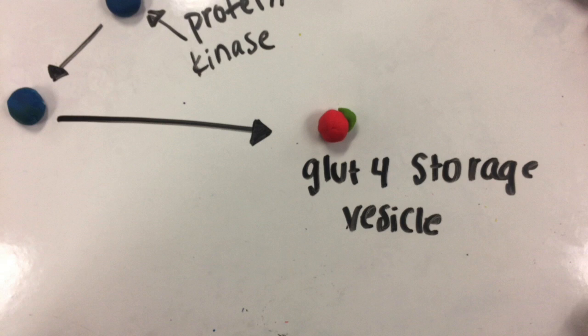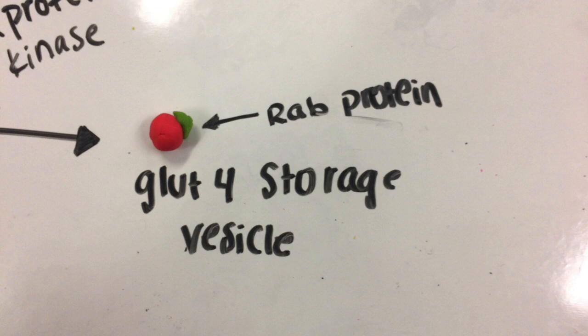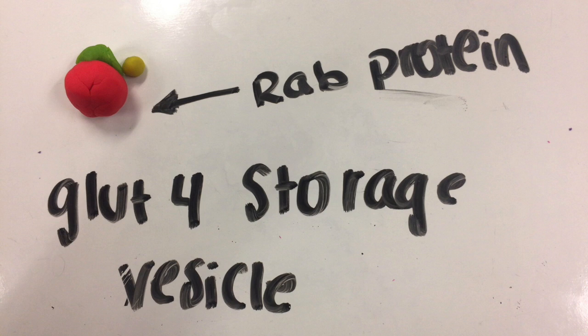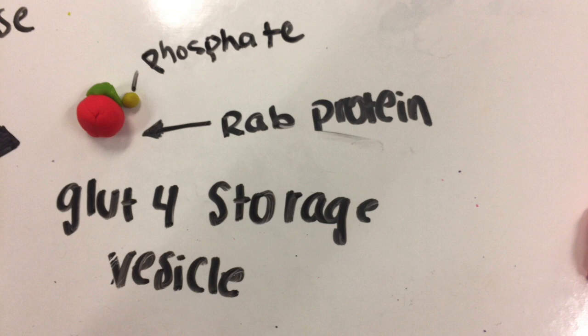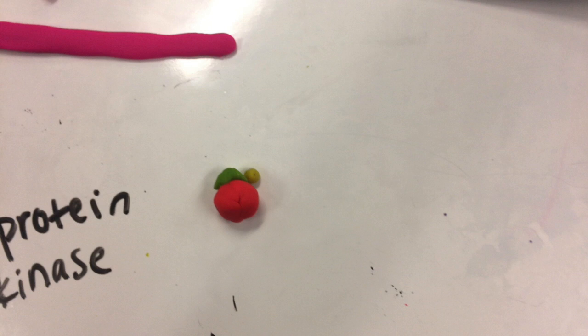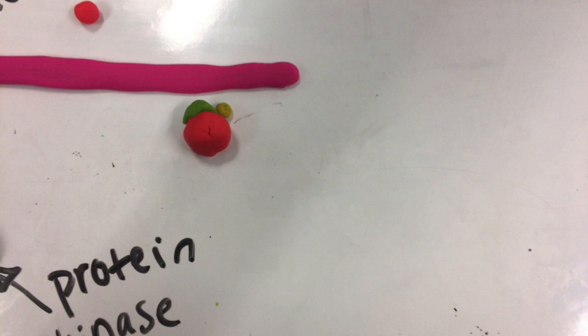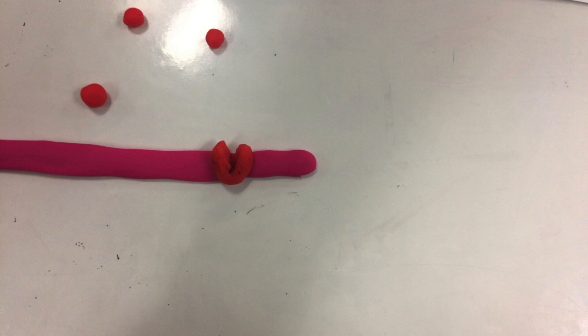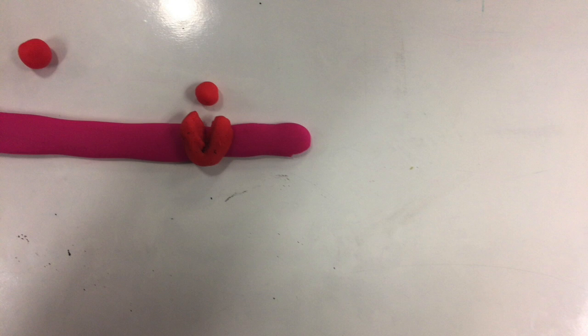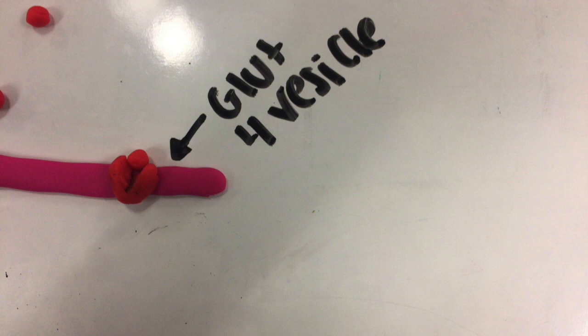The cellular response is triggered when there is phosphorylation of a protein that no longer inhibits the RAB proteins that are on the GLUT4 storage vesicles. Now these storage vesicles can freely merge with the membrane and take large quantities of glucose from the bloodstream to inside the cell.